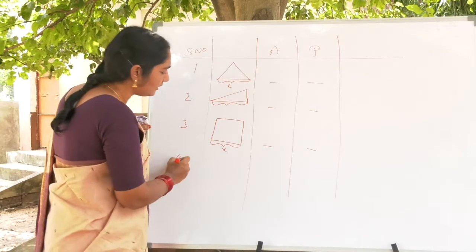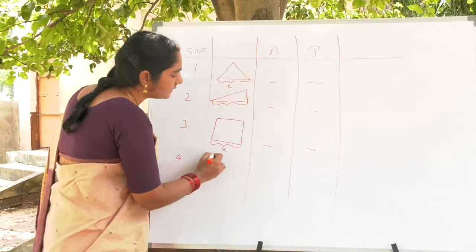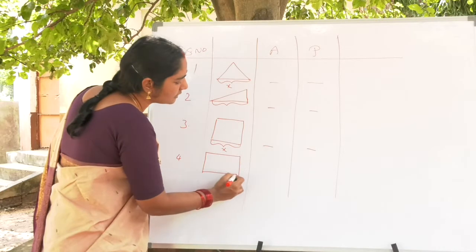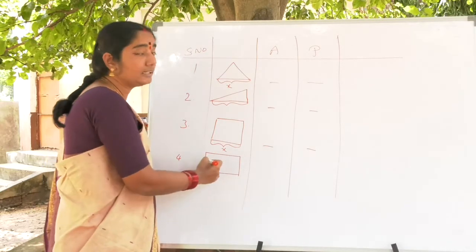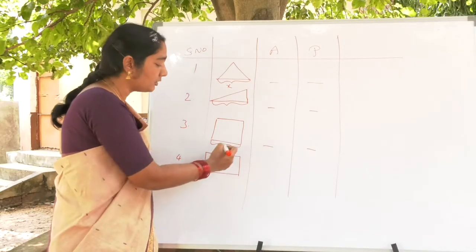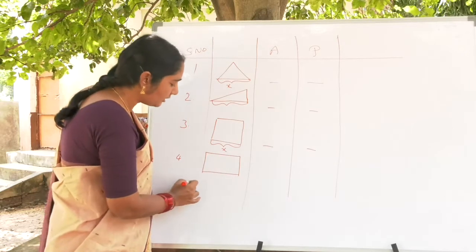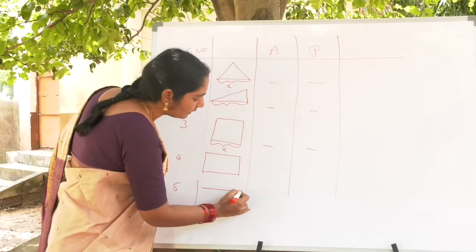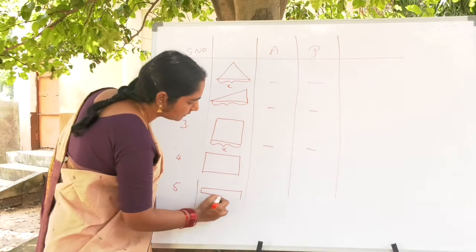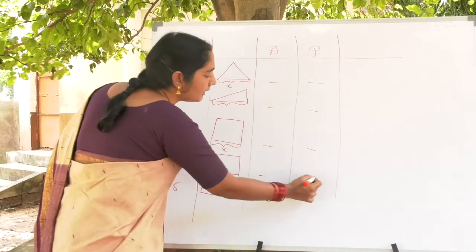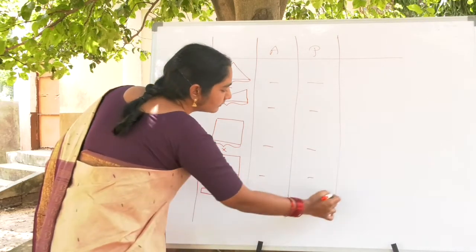Next, you are taking another rectangle with less ratio. The length and breadth ratio is very less. Please try to observe the length and breadth. And next, you are taking another rectangle where the length is more and the breadth is very less. Find out the area and the perimeter.